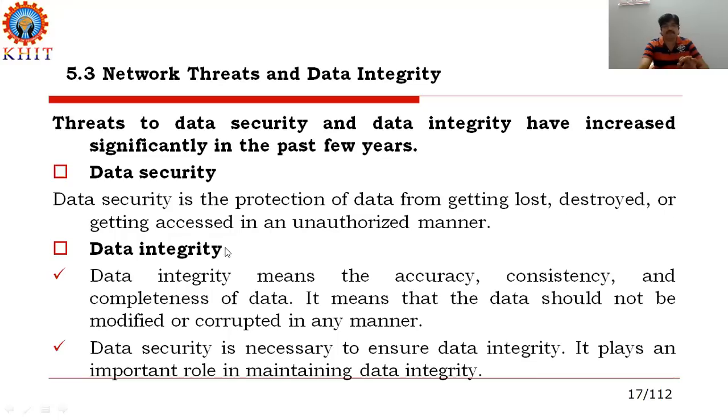That can happen by providing firewalls. And data integrity means accuracy. How accurate the data security is.